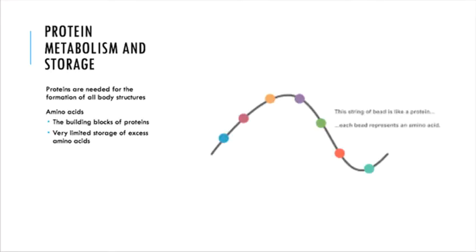So here we have proteins. Proteins are needed for the formation of all body structures. Protein is a very important component, and they come from amino acids. Amino acids are the building block of proteins. And the thing with amino acids is our body has very limited storage of excess amino acids versus where we have this very large storage of excess fat or fatty acids. And the glycogen, we don't really have that for protein.